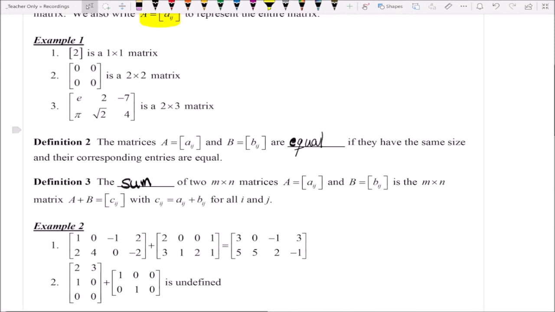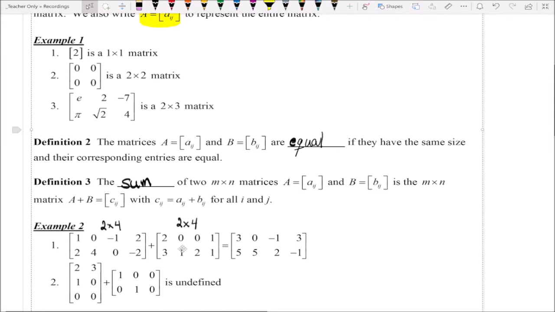For example, down here, the sum of these two matrices. First, we check. The first matrix is 2 rows, 4 columns, 2 by 4. This is 2 rows, 4 columns, 2 by 4. They are both 2 by 4 matrices. And so the sum does exist and is also 2 by 4.